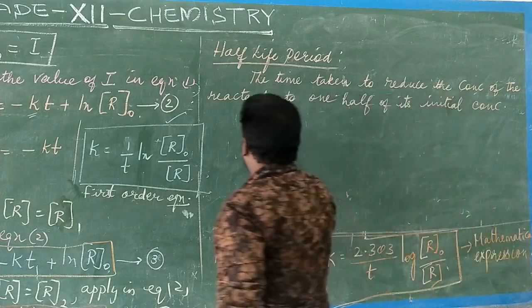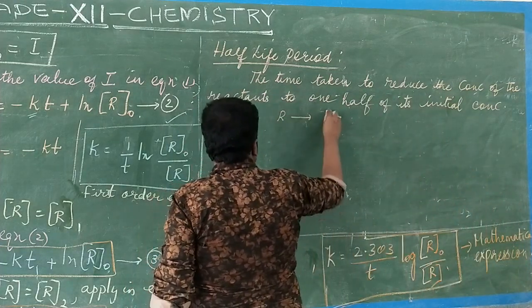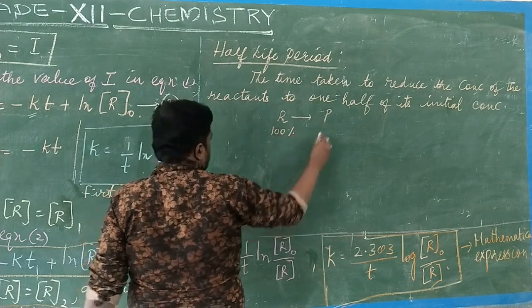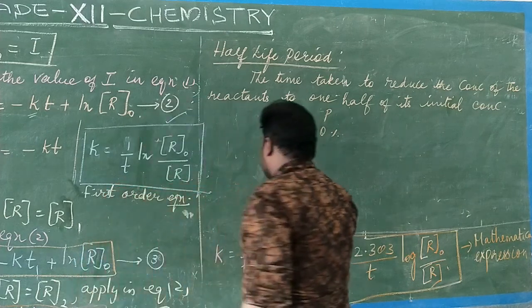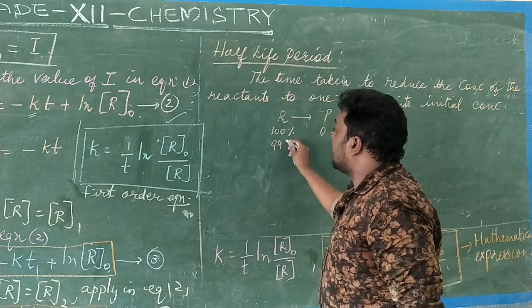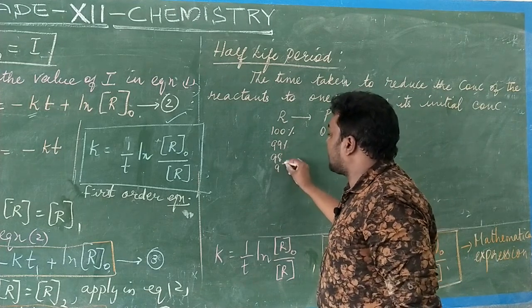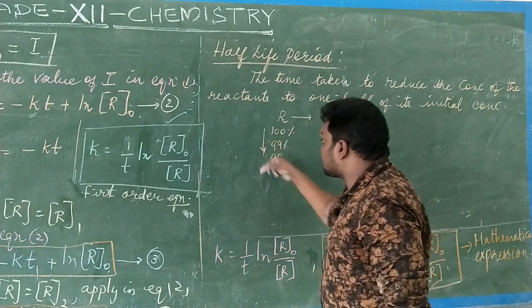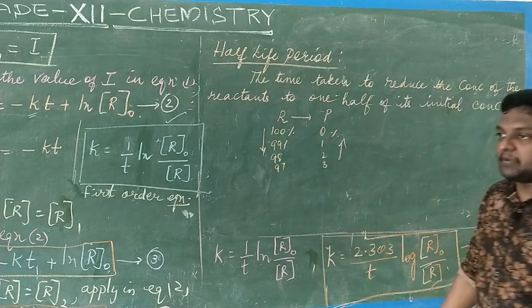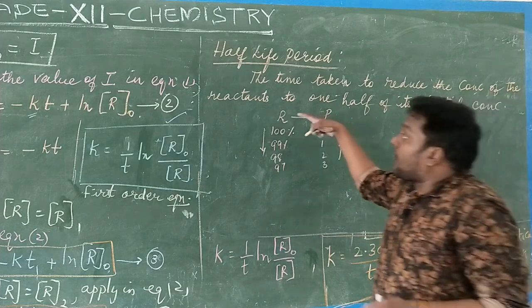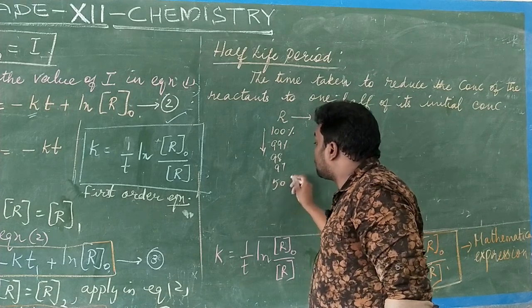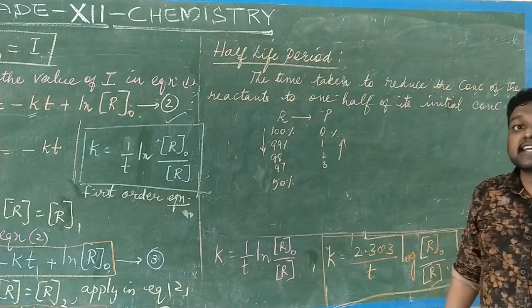That means what? Say for example, reactants react to give a product. The initial concentration of the reactant will be 100%. The concentration of the product will be 0%. When the reaction proceeds, what happens? The concentration of the reactant goes on decreasing, 99, 98, 97, 96, like that. Whereas the concentration of the product, from 0 to 1, 2, 3, will be increasing. At a certain time the concentration of the reactant will be equal to 50%. What is that 50%?